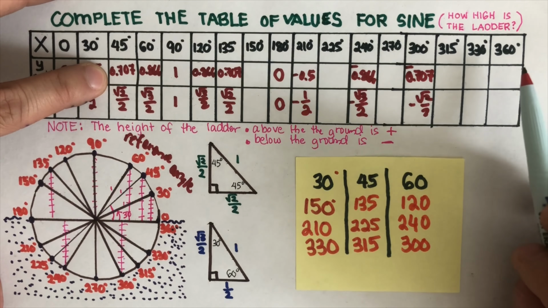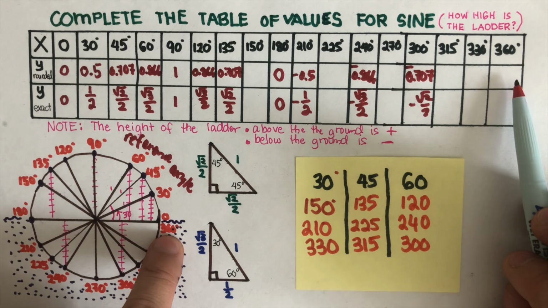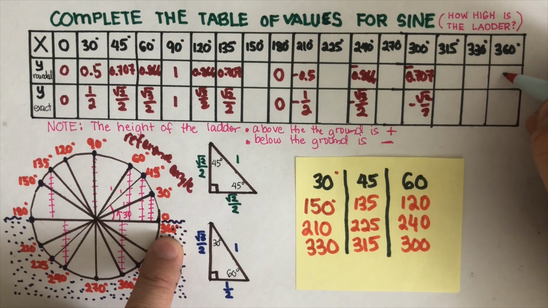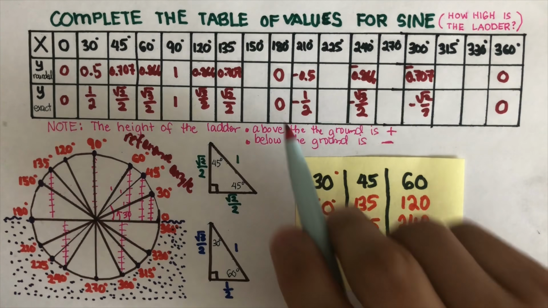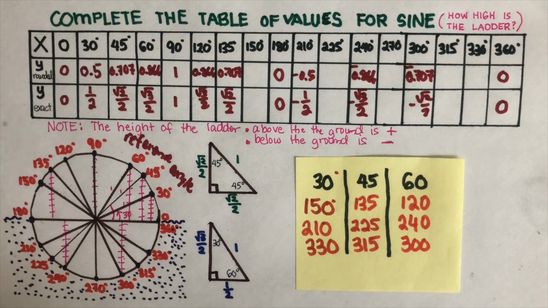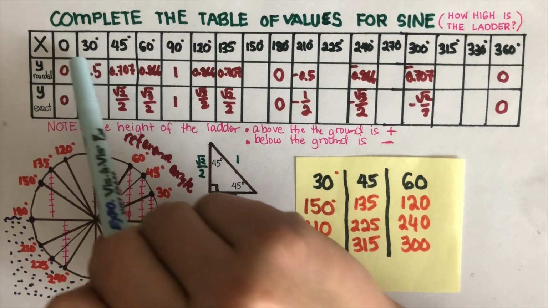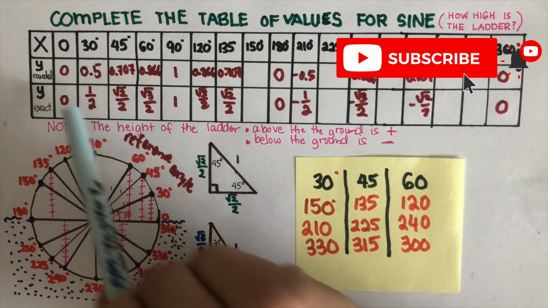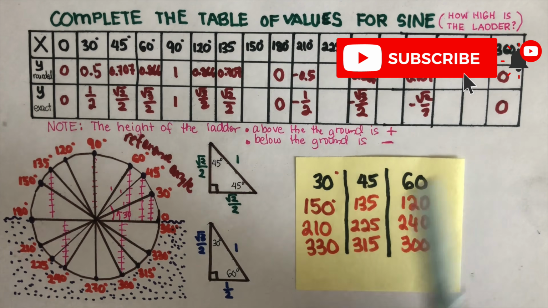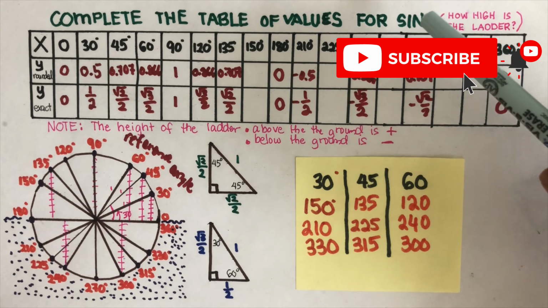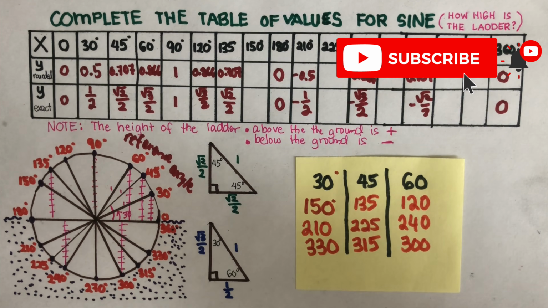Now let's do the 360 together. 360 right here. The height of the ladder here is 0 and 0 because that is a starting point. So we already have filled it in. So those blanks here, I'd like you to go to Edge Elastic and fill in. Once we have completed everything and graph this, the X are the angles and the Y are the height of the ladder. Once we graph it, we should be able to see the shape of the parent graph for the sine function.